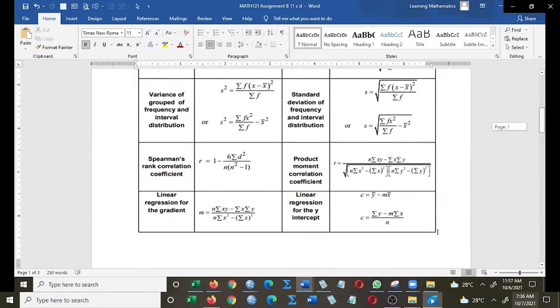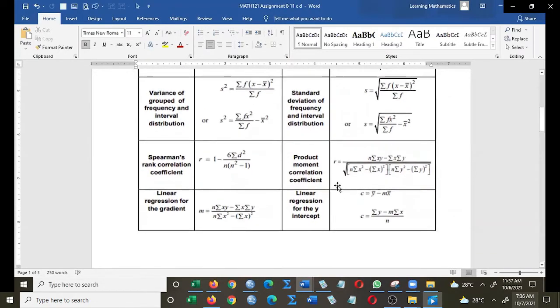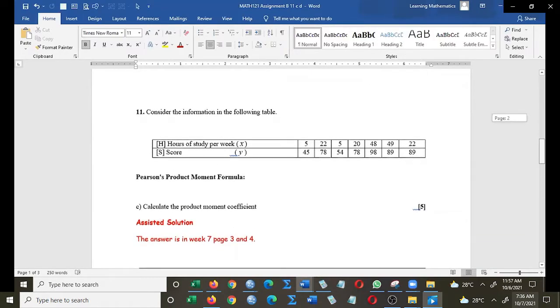Okay. And there's another set of formulas on probabilities that is assignment D. So that's the formula we're going to use. So here's number 11. Part C says calculate the product moment coefficient for this set of values.